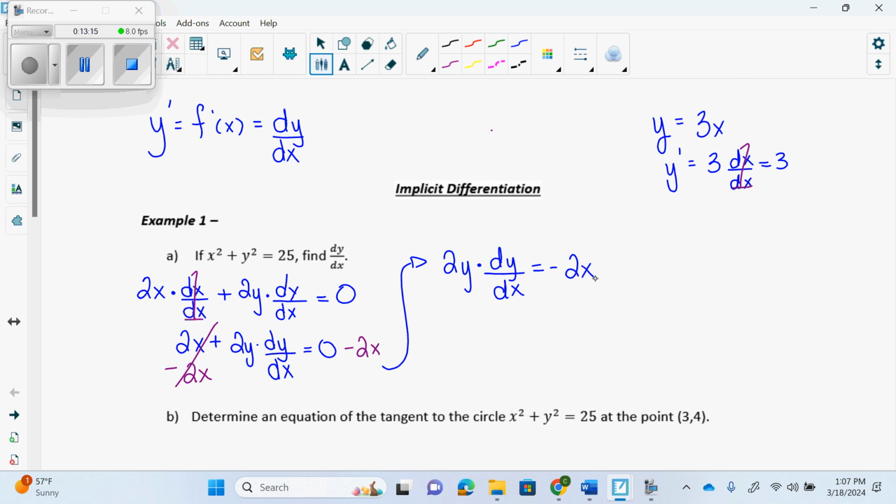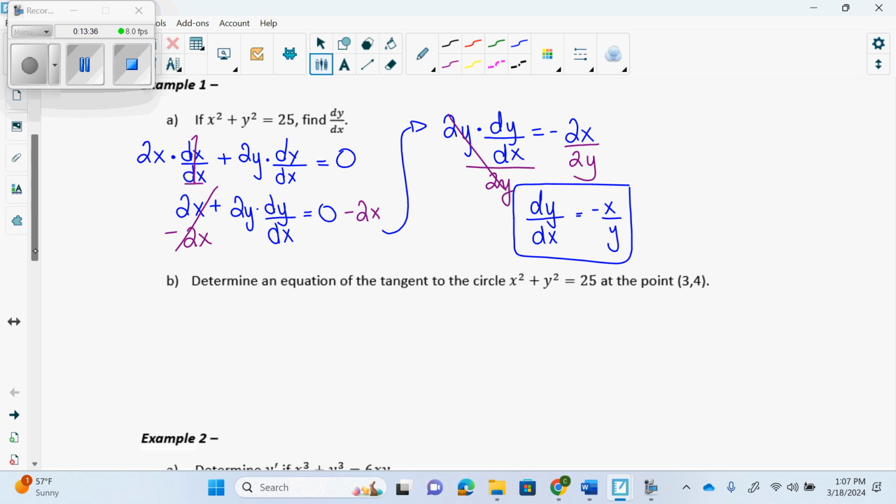Then what do I do? Divide by 2y. And dy over dx equals negative x over y. Done. That's it. Nothing crazy. Just a little more to remember, right? But the derivatives themselves are not at the heart.